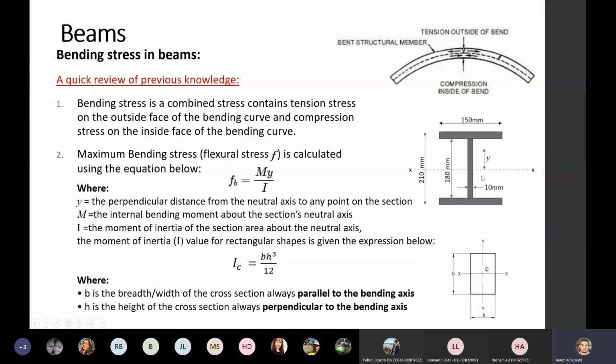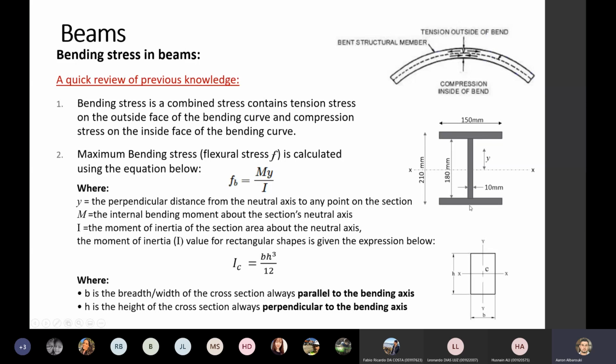In other words, if I take a cross section of this beam here, and I'm looking at the cross section of the beam, the axis XX here, what you can see marked as XX, that's where you have zero stresses, and we call it the neutral axis. Why? Because at the top we had tension, the bottom we had compression.